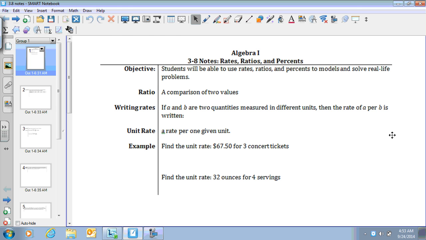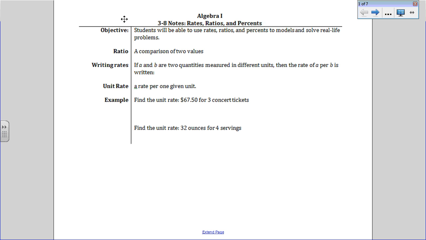Right, ladies and gentlemen, we're going to take a look at lesson 3.8, which is notes on rates, ratios, and percents. So you're going to be able to use those. We're going to do some practice and then take a look at how we identify and use those in real-world problems. A ratio is just a comparison of two values.